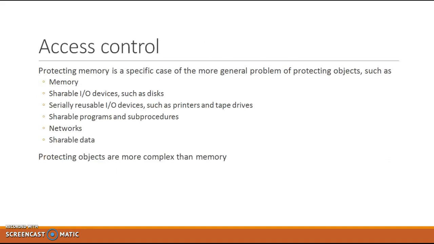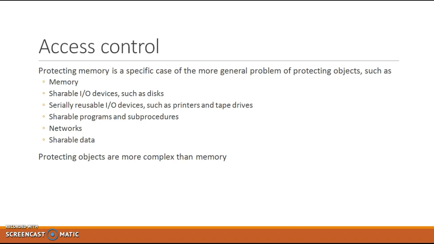Now we come to a very important topic called access control. Access control means which process or which service should be allowed and which process should be stopped. Protecting memory is a specific case of the more general problem of protecting objects, such as memory, shareable input output devices such as disks, serially reusable input output devices such as printers and tape drives, shareable programs and subprocesses, networks and shareable data. So protecting objects is more complex than memory.